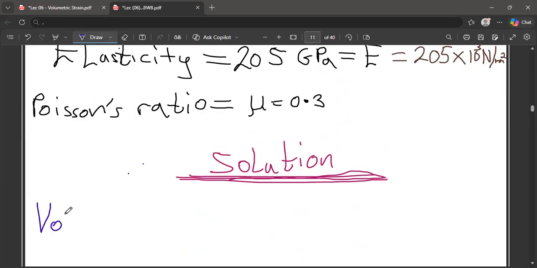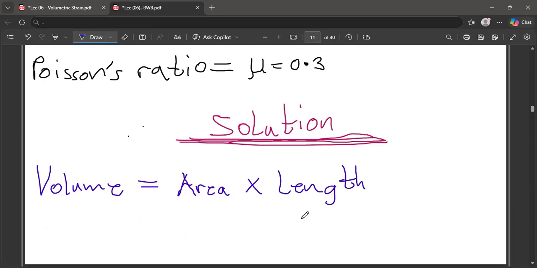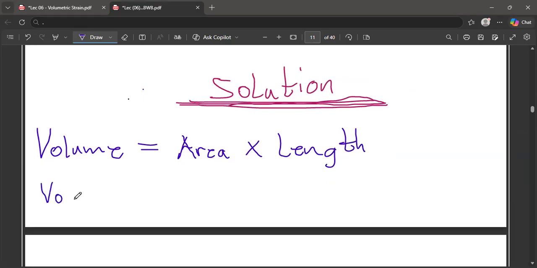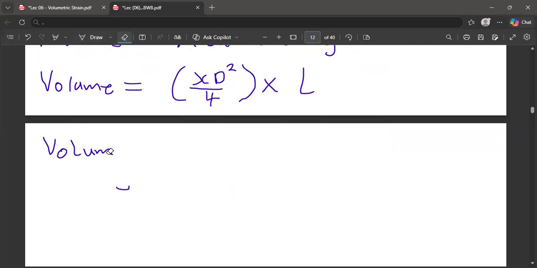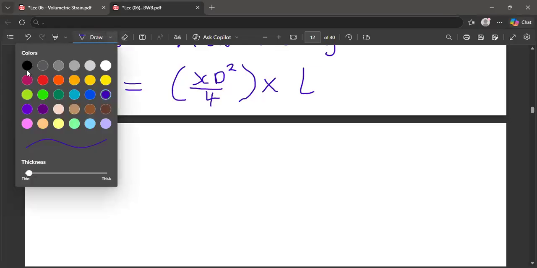So the volume in this case is equal to what? Just the area times the length. From here we can say that our volume is equal to the area, which in this case, because it's a circular rod, we are going to use pi d squared over 4, times the L. So from here we can just do substitution to get our answer.